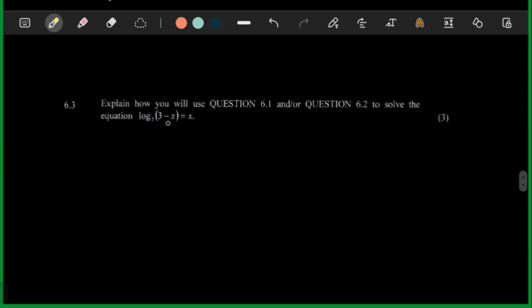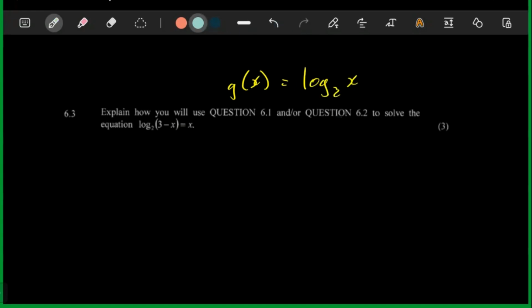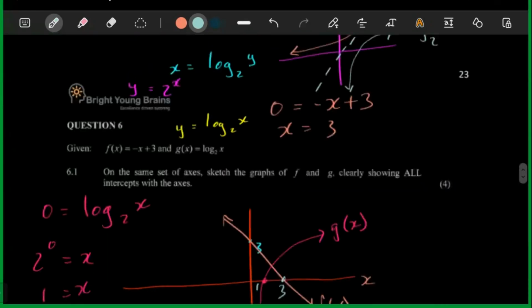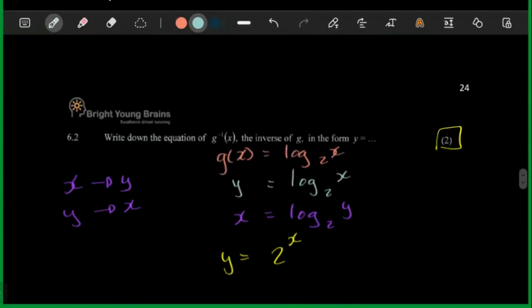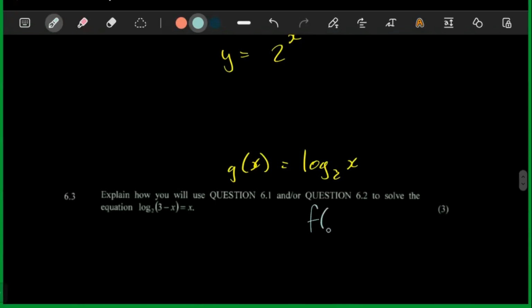It's gonna be worth 3 marks. It says explain how you will use 6.1 or 6.2 to solve this equation. So if you look at what g of x looks like, right? G of x looks like log 2 with x here. The straight line equation was f of x equal to negative x plus 3. F of x equal to negative x plus 3, right?